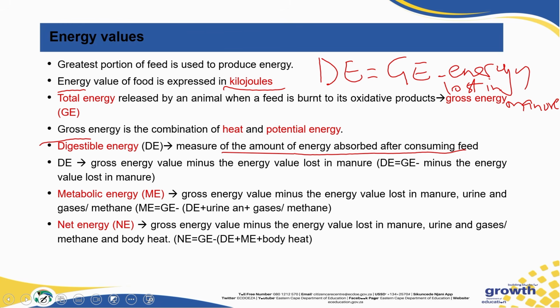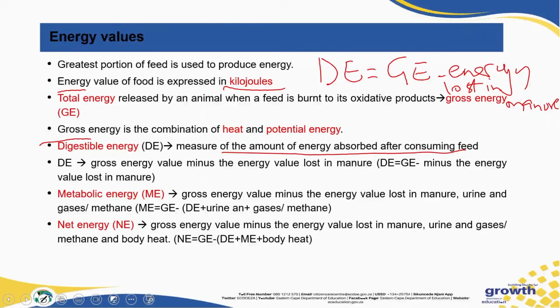Mfundi, when calculating these energy values of a feed, you will always be given figures or values. So when we say digestible energy is calculated as gross energy minus energy lost in manure, this is the formula of it. You will listen to the question. And then when an animal loses urine, gases, or methane, and manure, we talk of metabolic energy. Now you are required to calculate metabolic energy.